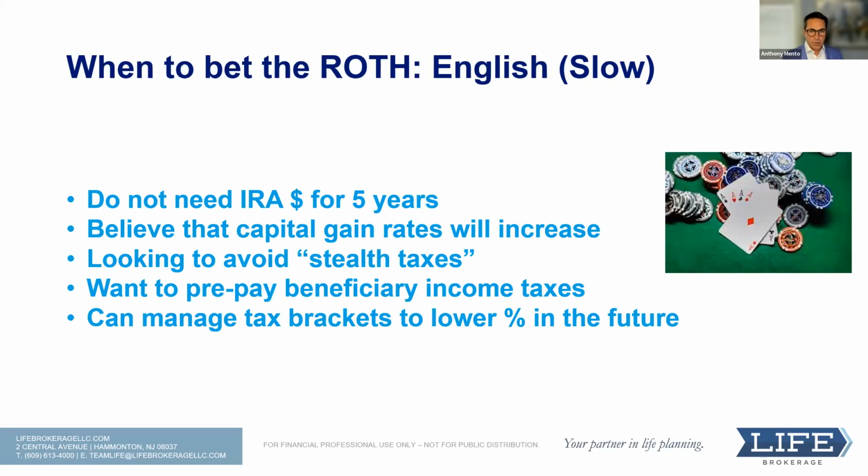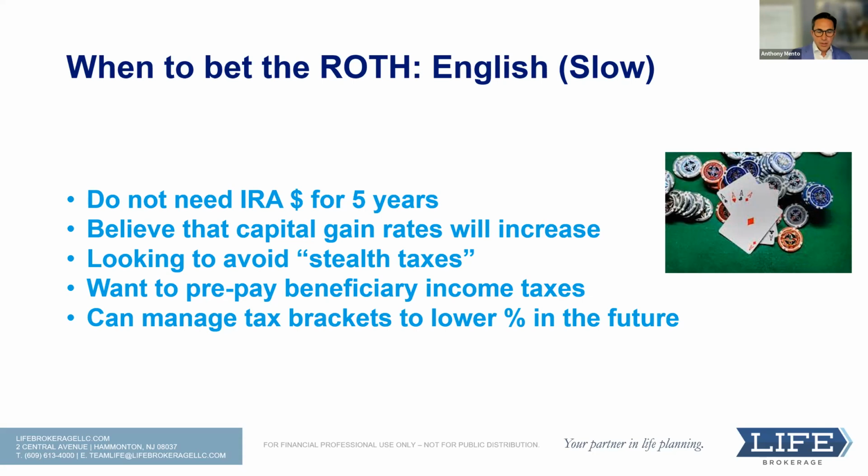Here's my very practical version. Channing, correct me if I'm off base here, but I think you bet the Roth when you have 4 aces. And in my definition, your 4 aces is you don't need the IRA money for 5 years, right? Once you convert, you can't get at those Roth dollars for a period of 5 years. There's a blackout period, which I don't know if a lot of folks understand. So you need other assets to live off of during that time frame.